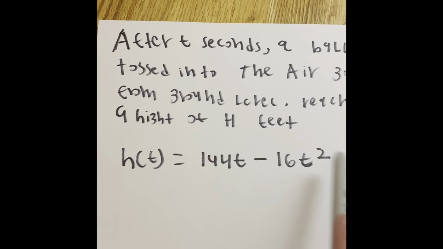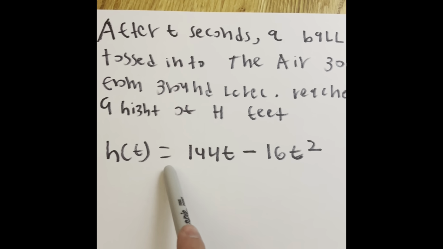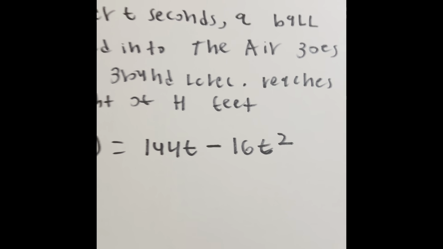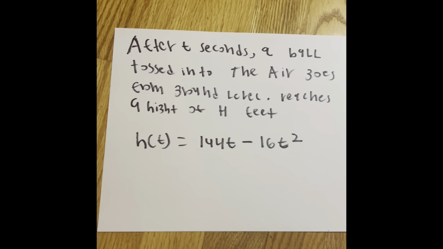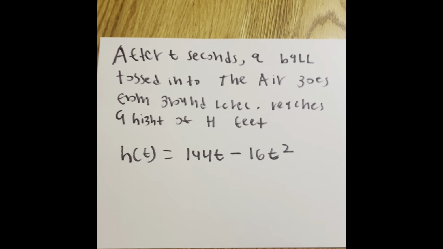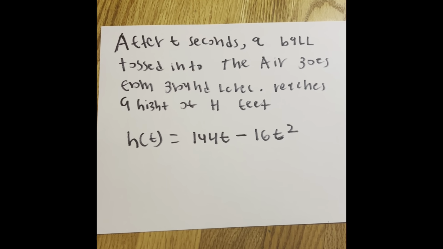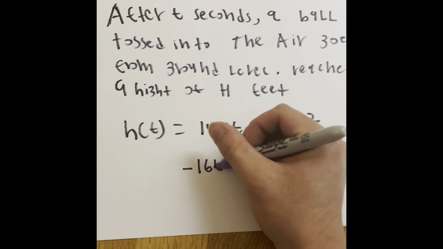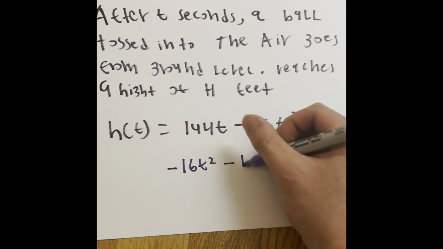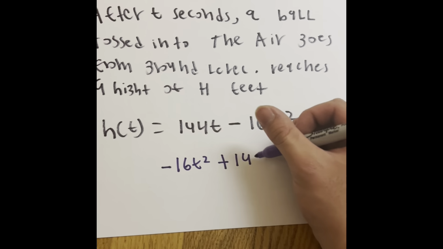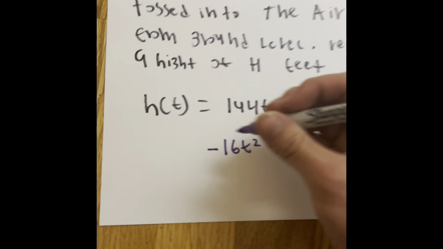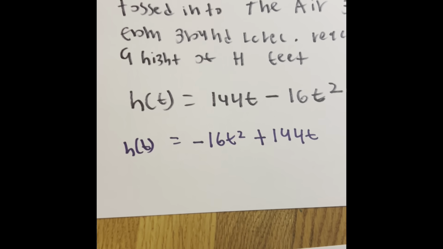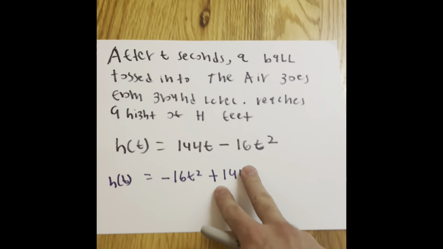And the function right here is h(t) equals 144t minus 16t squared. We want to make it look like standard form so we can easily understand what to do. So let's rearrange it: h(t) equals negative 16t squared plus 144t. Let's take a look at the first question.